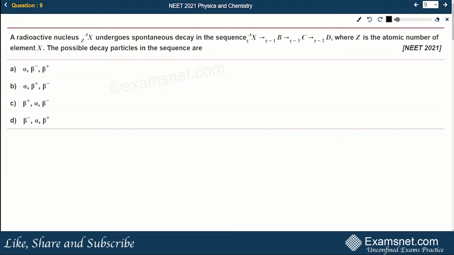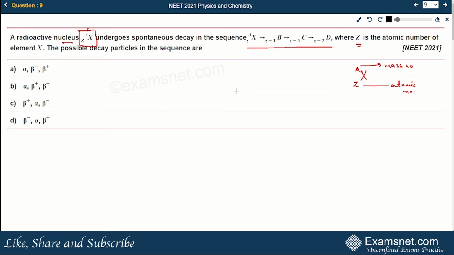Question number 9 is from the chapter Nuclei, and the question is a radioactive nucleus X with mass number A and atomic number Z. Just remember that mass number is written as top. So this is your mass number and atomic number is represented at the bottom. So this is your atomic number. Okay. Now let's continue the question. It undergoes spontaneous decay in the sequence, this one, where Z is the atomic number of the element X, we have seen. So the possible decay particles in the sequence are.